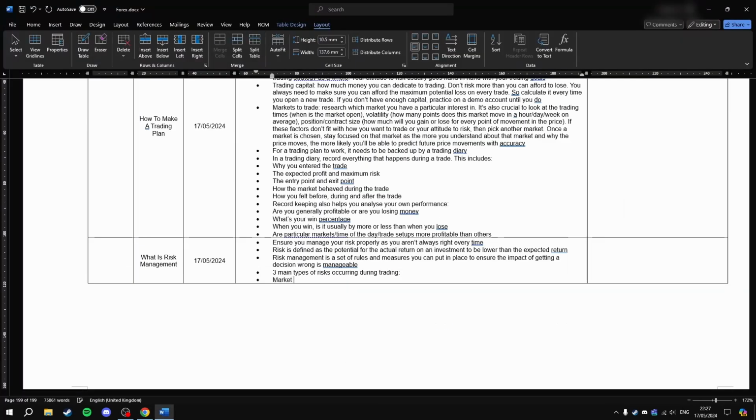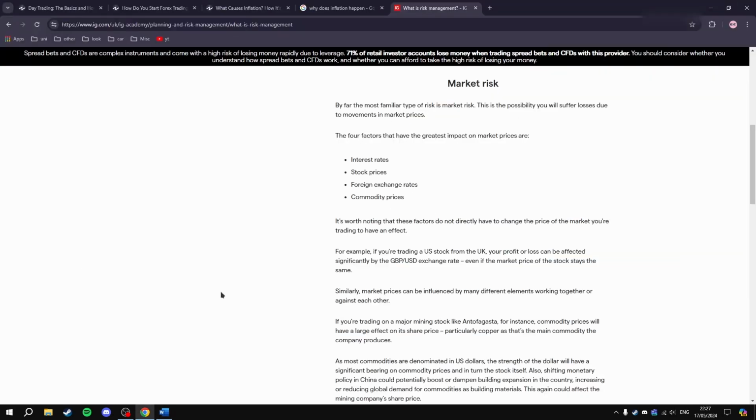Market risk. By far the most familiar type of risk is market risk. This is the possibility you will suffer losses due to movements in market prices.